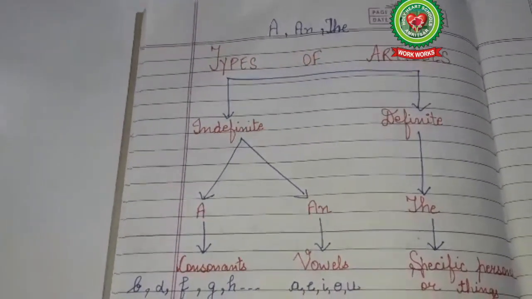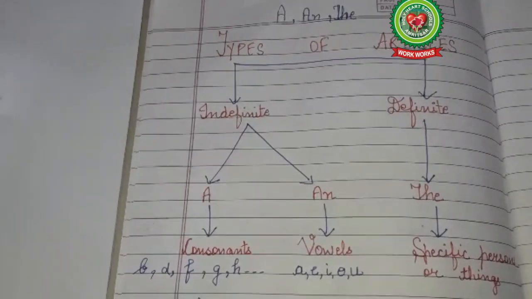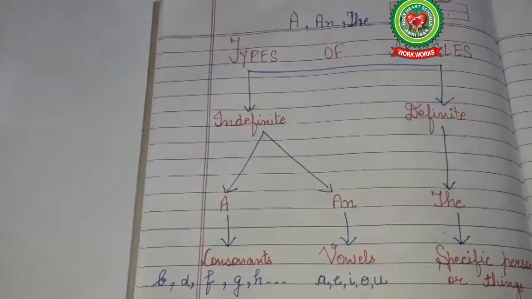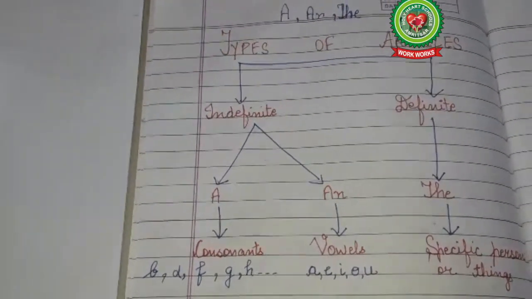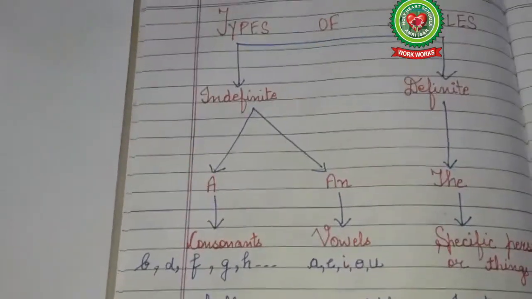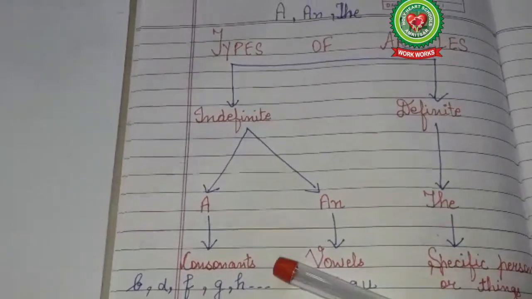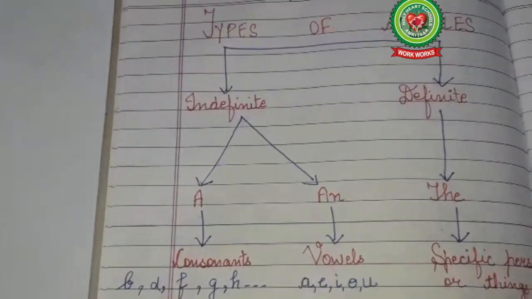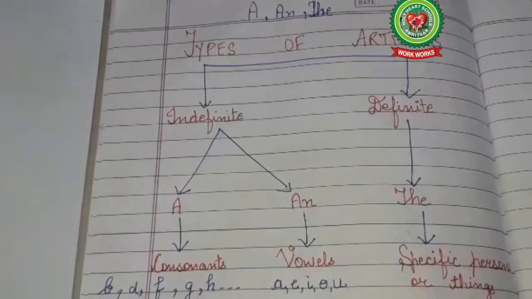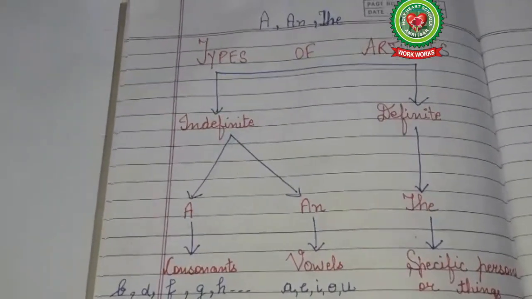Now let me ask you a question. Do you know how many letters are there in our English alphabet? There are 26 letters in our English alphabet. Out of them, 5 are vowels, A, E, I, O, U, and the rest are consonants like B, D, F, G, and H, and so on.